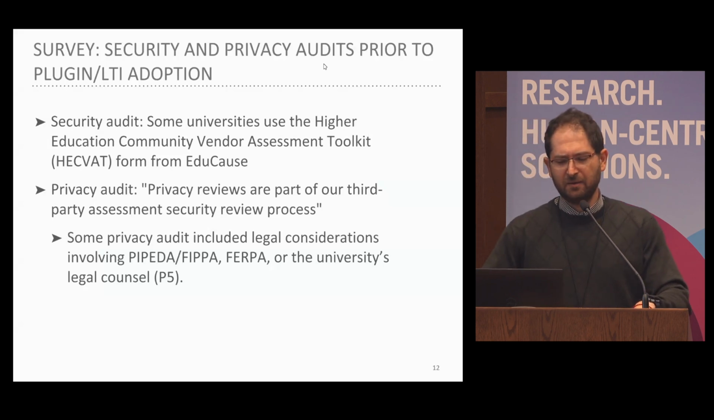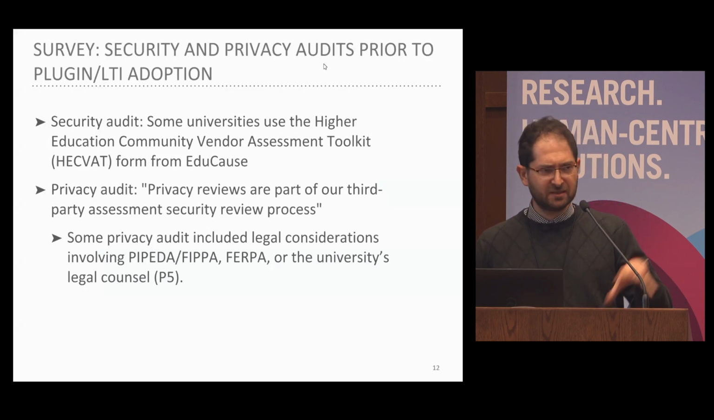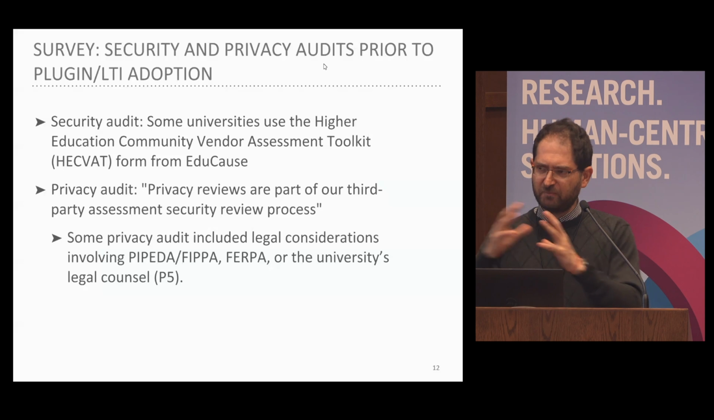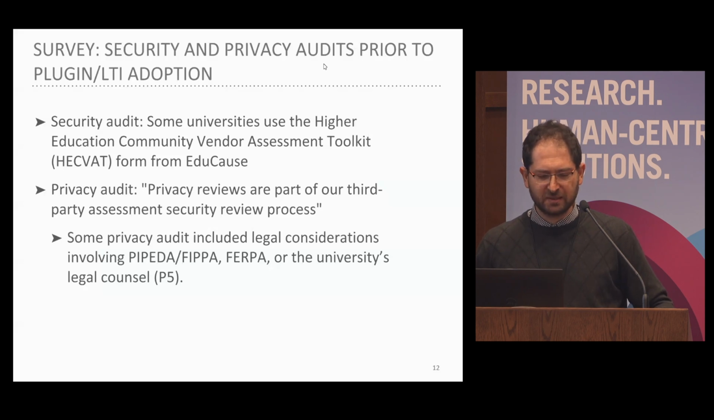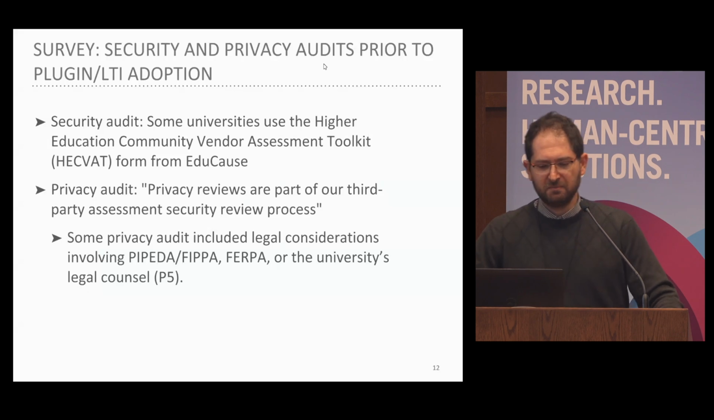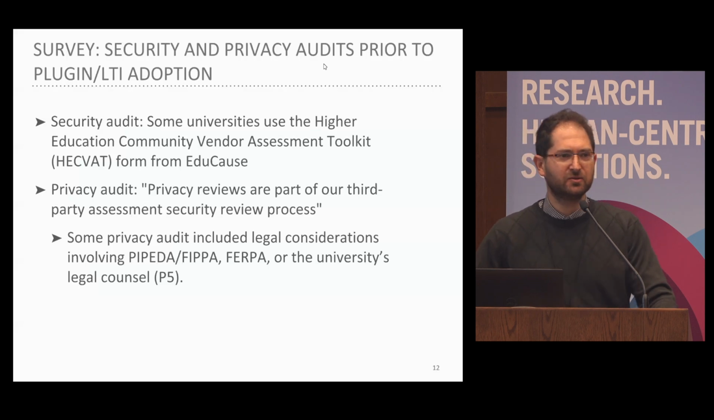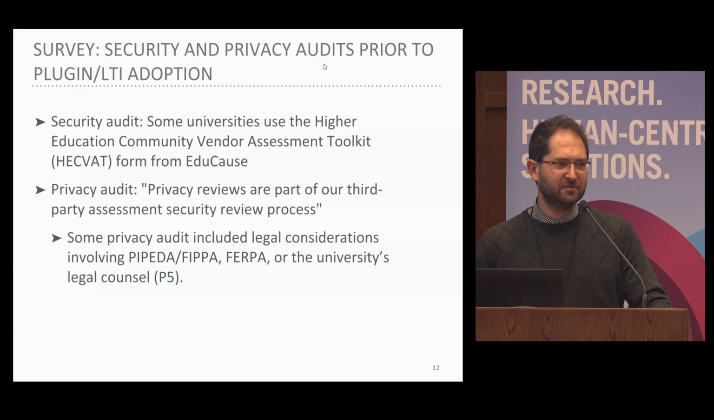And again, we're happy to know that there's some schools that actually have a privacy audit. They baked it in with the security process, but essentially they look at whether the service is compliant. In the US, that's FERPA. If it's in Canada, it's PIPEDA and FIPA. So that's good to see, but this is good only if you think of privacy as a compliance or data-driven kind of thing.